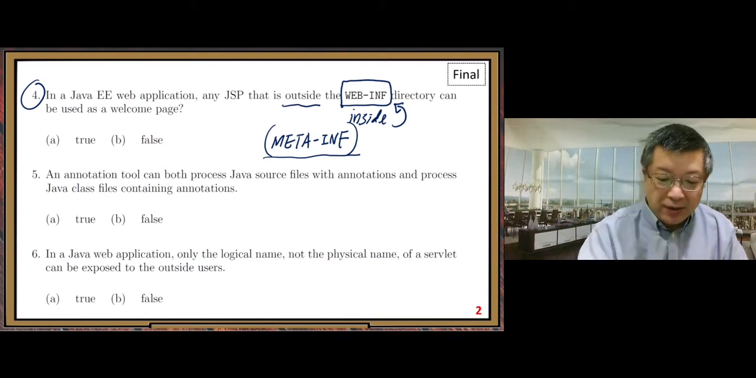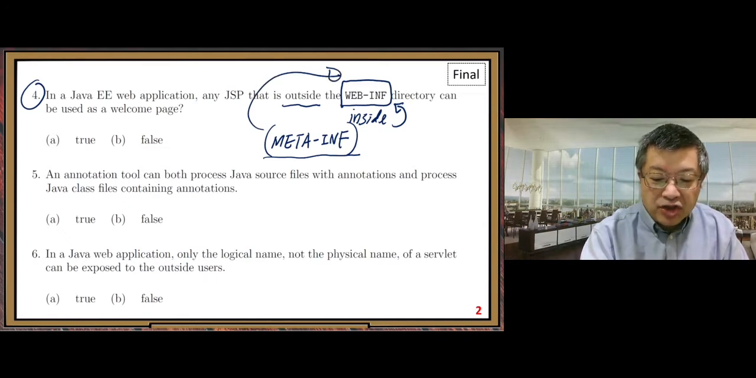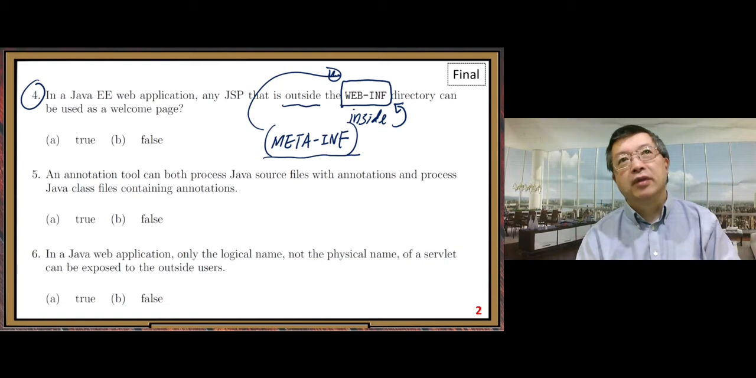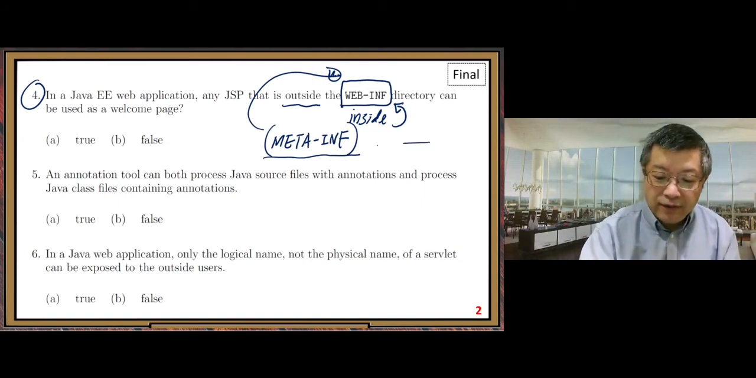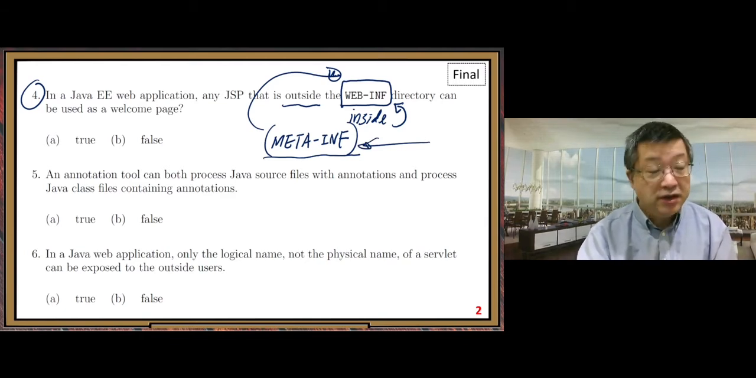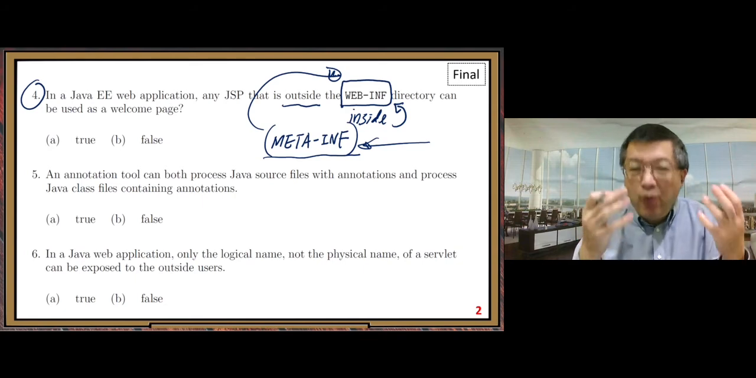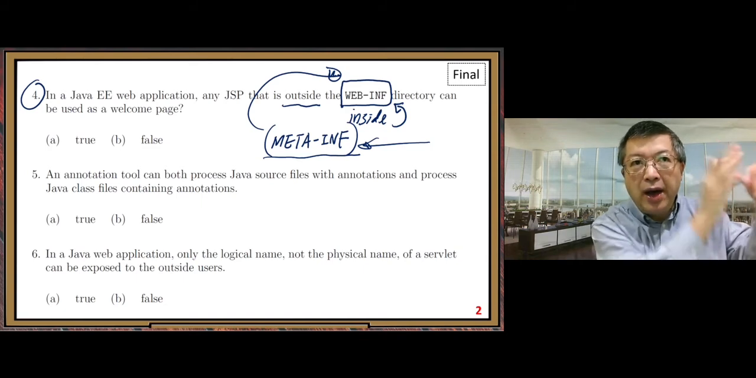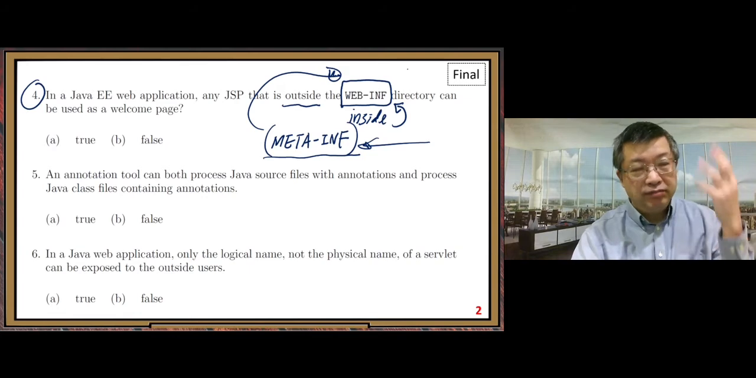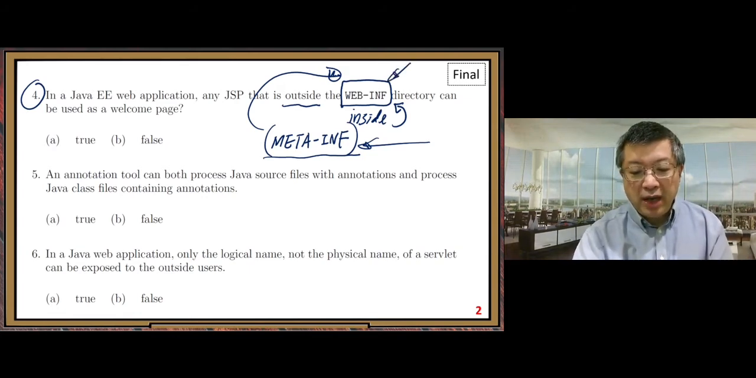Here, I just want to tell you, this meta-inf has a similar property as web-inf. What do I mean by similar property? Any file inside it cannot be accessed by URL. Here I do not write the whole sentence; I just verbally give you the information. Any file inside this folder cannot be accessed directly from outside URL, just similar to the property of web-inf.